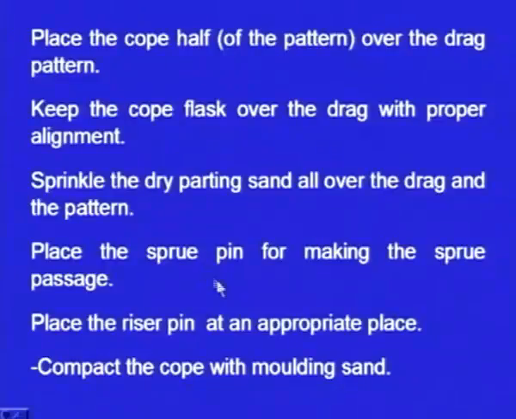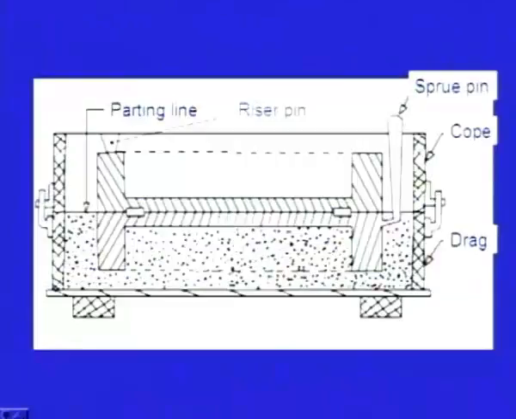Next one, place the sprue pin for making the sprue passage. Yes, we have to pour the molten metal. For pouring the molten metal, the passage is the sprue. The passage through which we pour the molten metal is known as the sprue. So here we have to create a passage for pouring the molten metal. So for that purpose, we place a sprue pin here. It is made up of wood generally in most of the cases, right? Again, that has to be withdrawn.